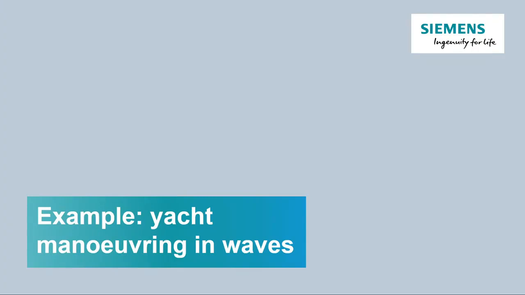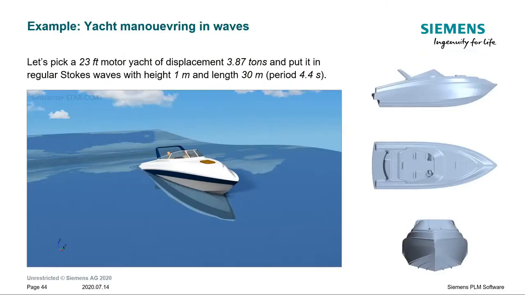Okay, let me conclude by showing in this last section a concrete example of a yacht maneuvering in waves. Here I picked a 23 feet motor yacht of displacement slightly less than 4 tons, and I put it in regular Stokes waves with height 1 meter and length 30 meters. As you see, I like simple numbers.